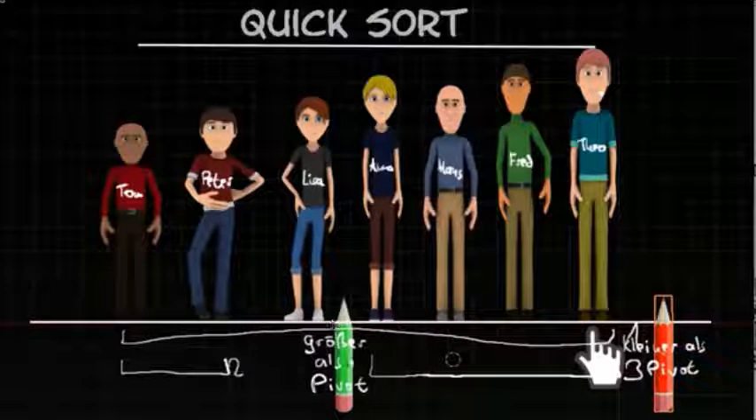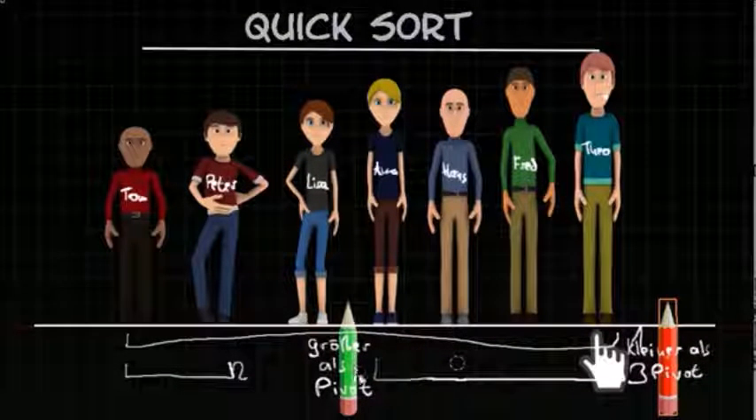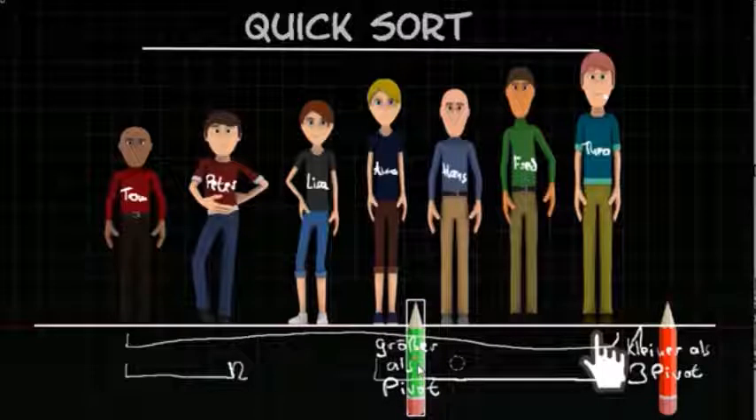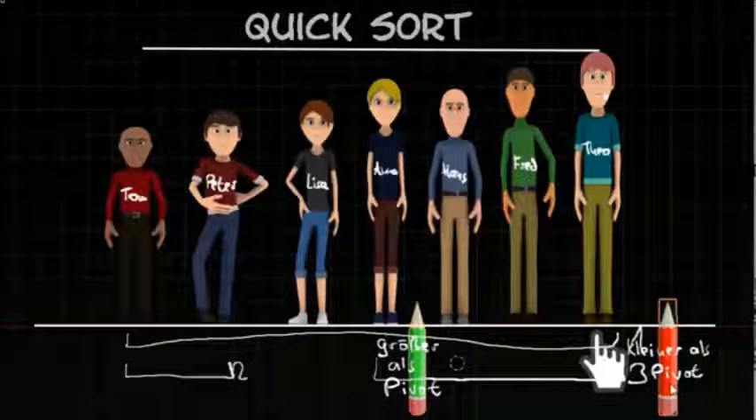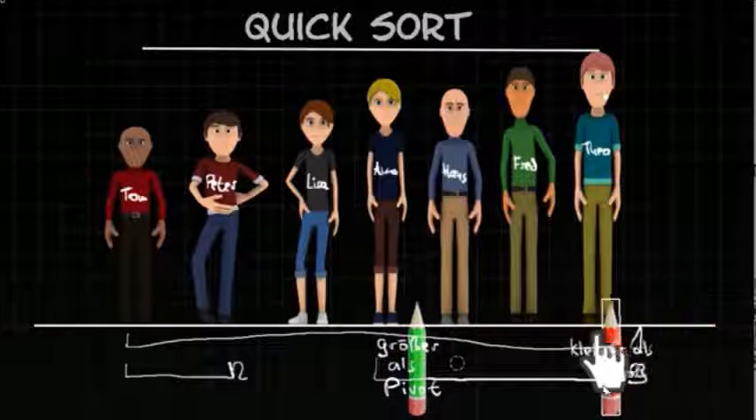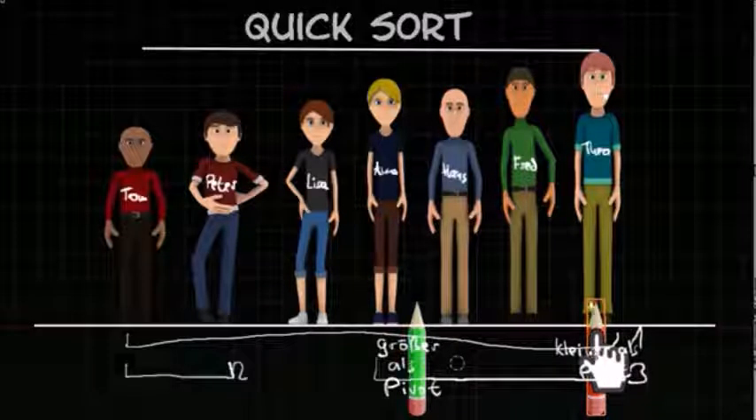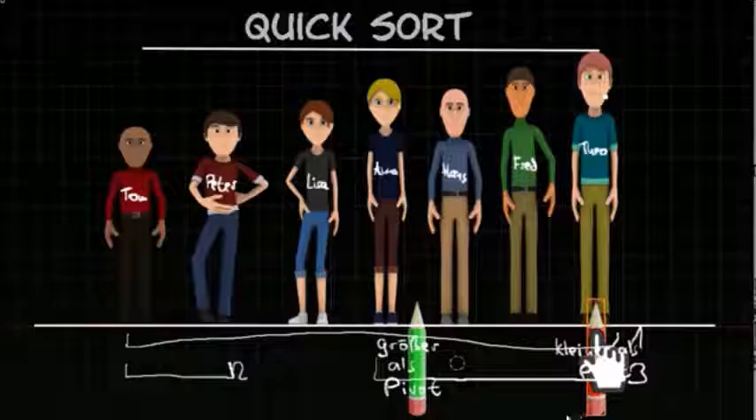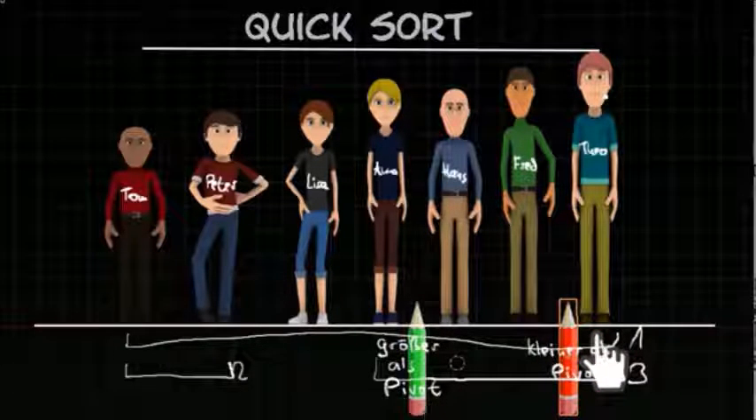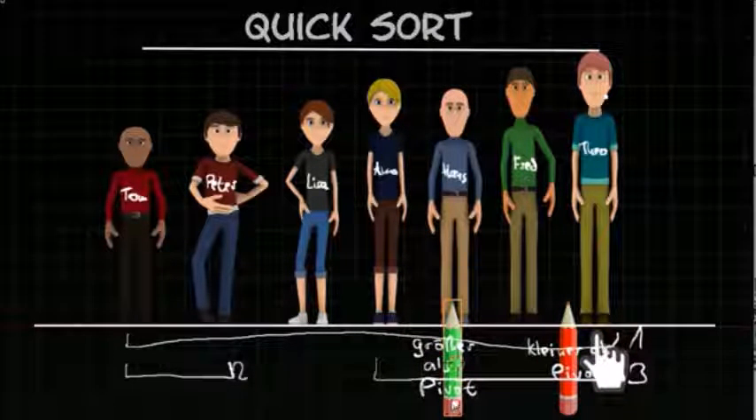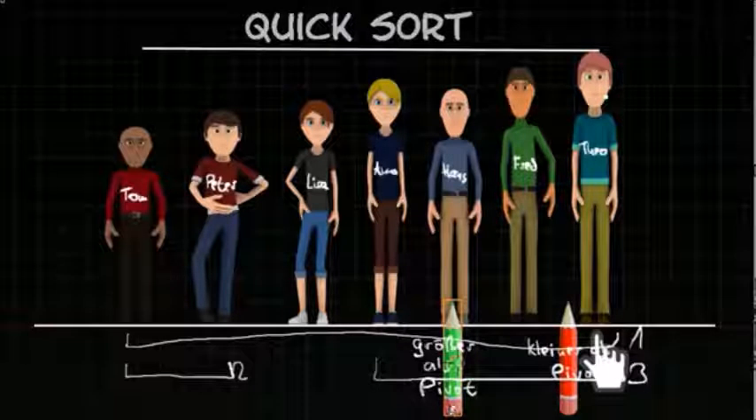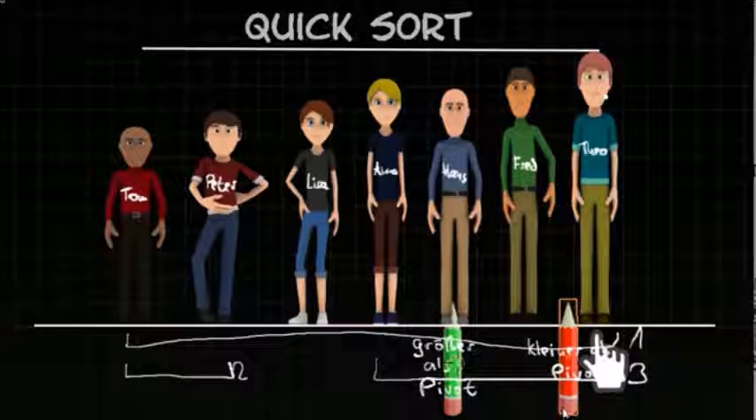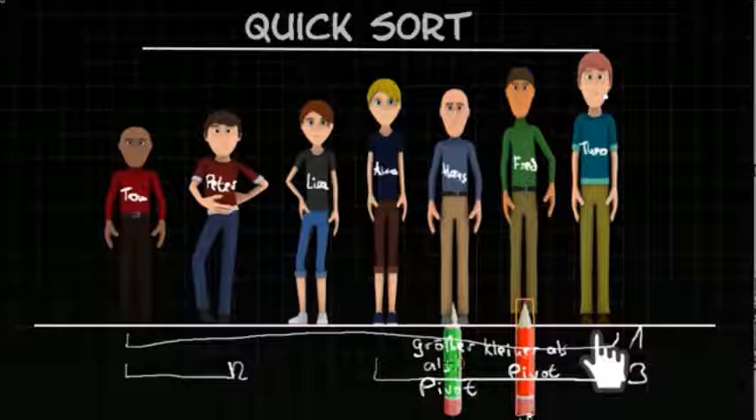And then we restart. The green pointer moves to Anna. Anna is not taller than Theo, so the pointer moves ahead. The red pointer moves to Theo. Theo is not smaller than Theo, so it moves on. The green pointer arrives at Hans. Hans is not taller than Theo, so it moves on. The red pointer arrives at Fred. Fred is not smaller than Theo, so it moves on as well.